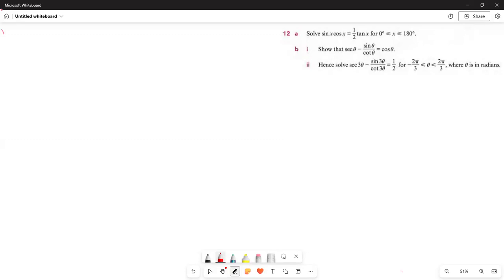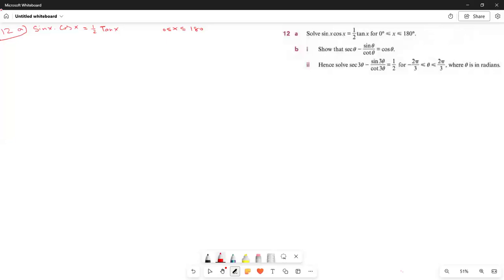We will be doing question number 12. So let's do 12a first. We have to solve this equation: sin x cos x equals half tan x. And we have to look for a solution which is between 0 and 180 degrees.